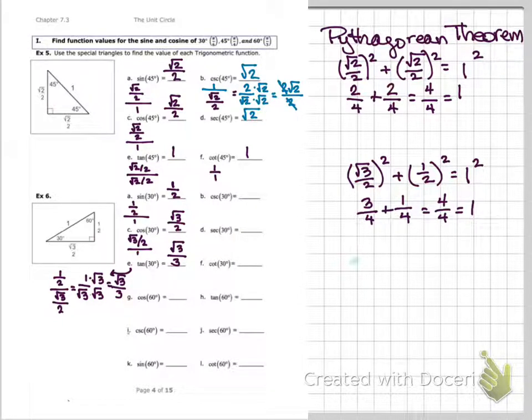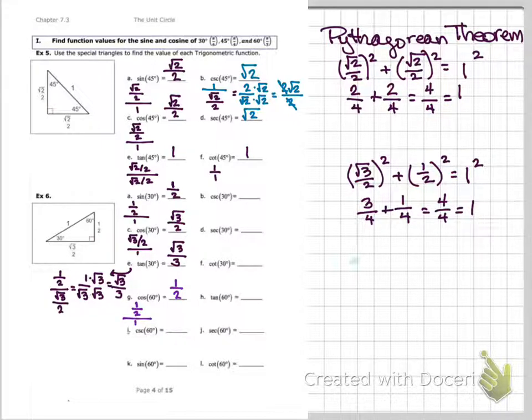Cosine of 60. Let's see if we can swap up colors here just a little bit. So our 60-degree angle, the side that is adjacent to the 60 is the 1/2. Hypotenuse is still 1. So the cosine of 60 is 1/2. And if you remember, sine and cosine are cofunctions. So the sine of an angle should be equal to the cosine of the complement. 30 and 60 are complements. So the sine of 30 should equal the cosine of 60.